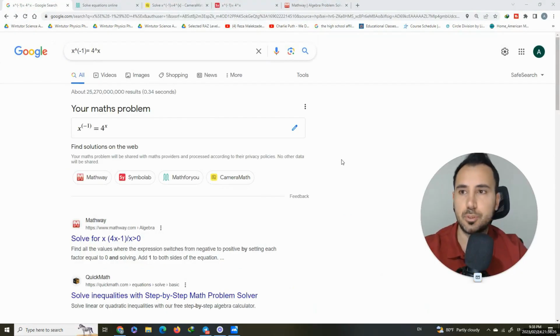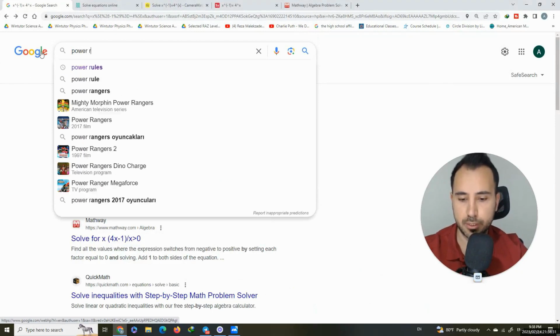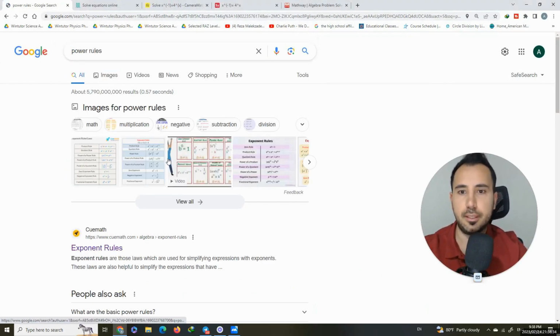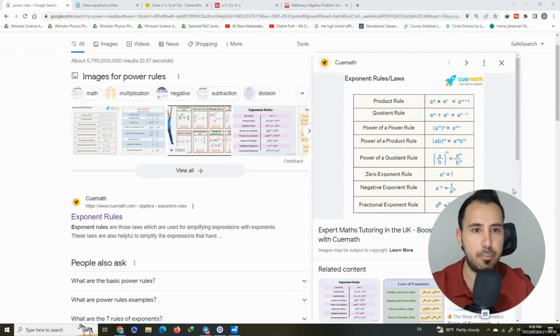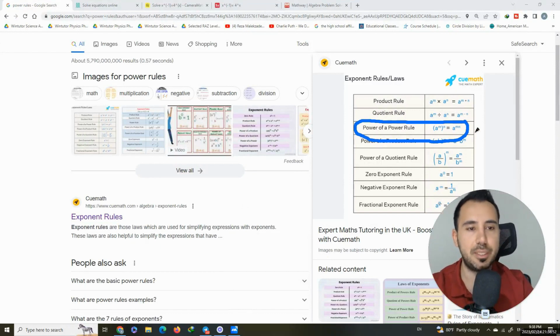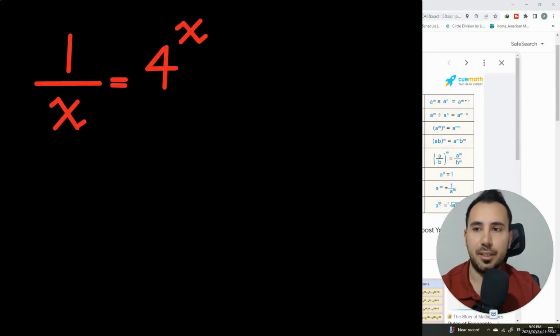Okay, to be able to solve this equation, we're going to need the power rules. So I'm gonna just look up power rules here. Okay, and then we're gonna get all suggestions and basically all of them are the same. Okay, so what we're going to be needing for this equation in particular is going to be this one, power of a power rule. Okay, this is what we'll be needing to actually solve that equation.